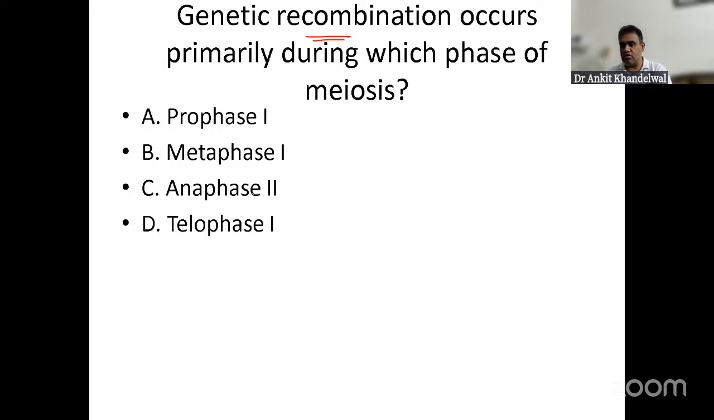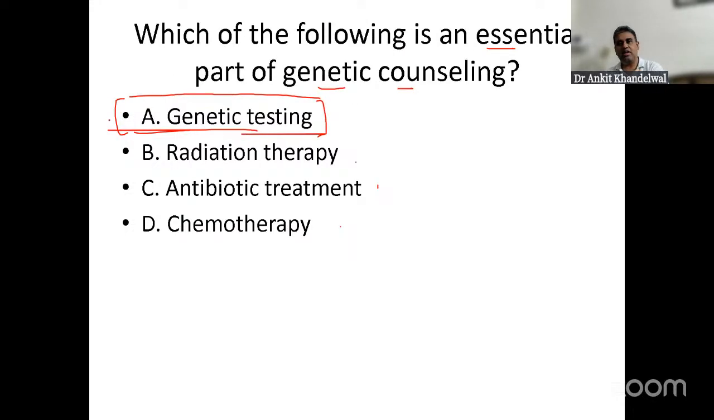If you have gone through 11th and 12th biology in school time, we used to learn mitosis and meiosis in detail. Genetic recombination used to come as an MCQ in the NEET UG exam. It normally occurs in prophase 1. Prophase 1 is the time when genetic recombination occurs. So for these two questions, prophase 1 and genetic testing, two questions are done.